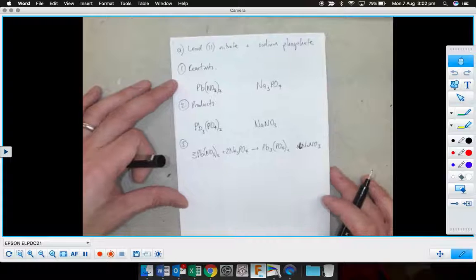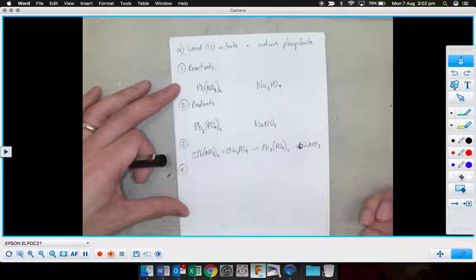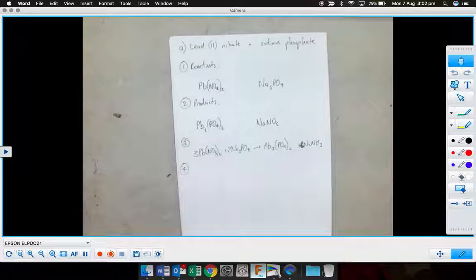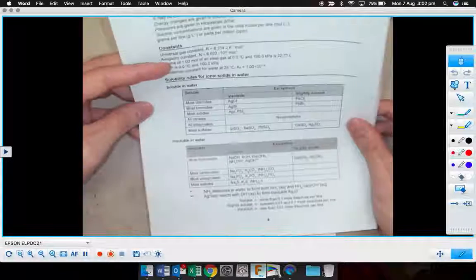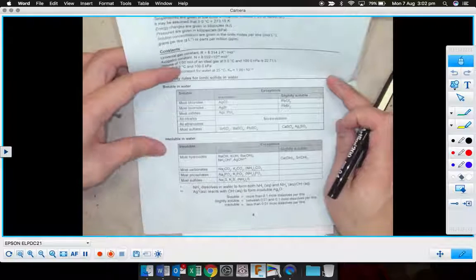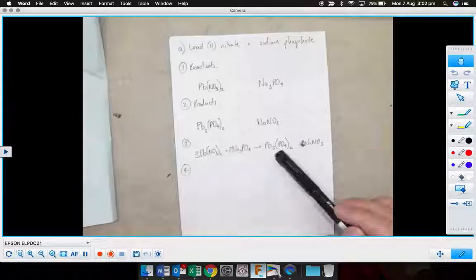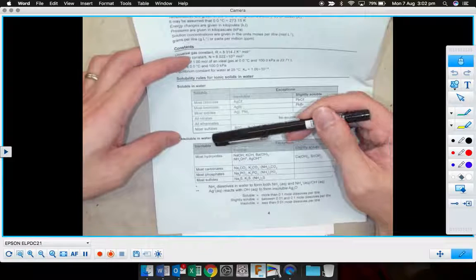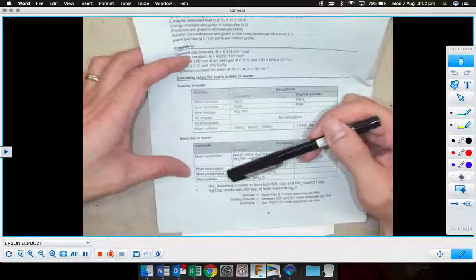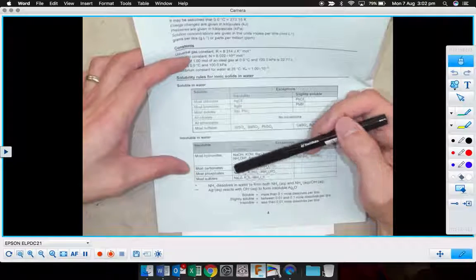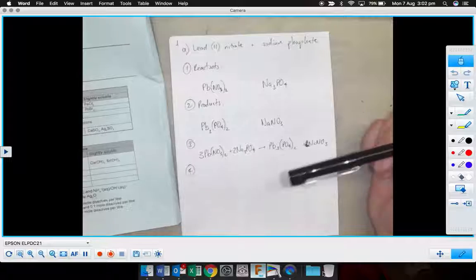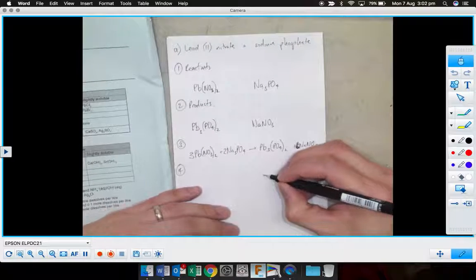Now we have to work out which products will be precipitate. So we've got to check out lead phosphate and sodium nitrate. To do this we need our data sheet, and in the middle of our data sheet we have our solubility table. We have lead phosphate, so we find the phosphates. Phosphates are here, they're in the insoluble table. Most phosphates are insoluble except for sodium, potassium, and ammonium phosphate. Is lead phosphate one of those? No, it's not. So lead phosphate is insoluble.